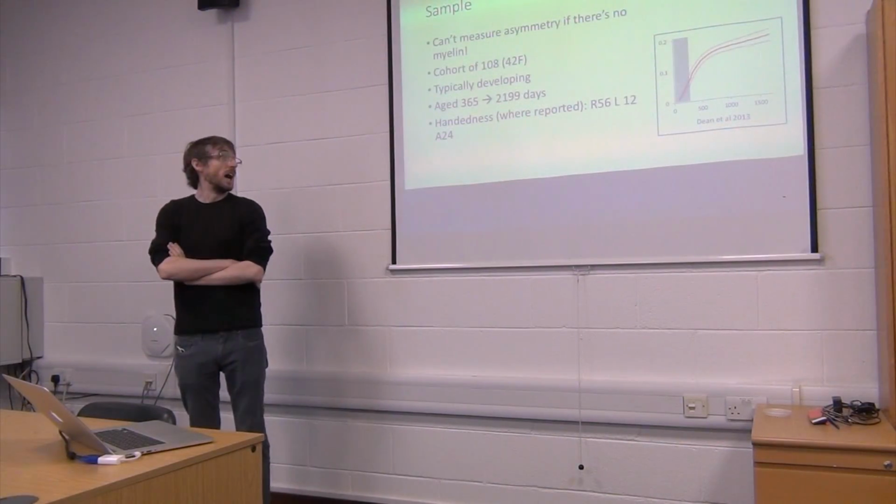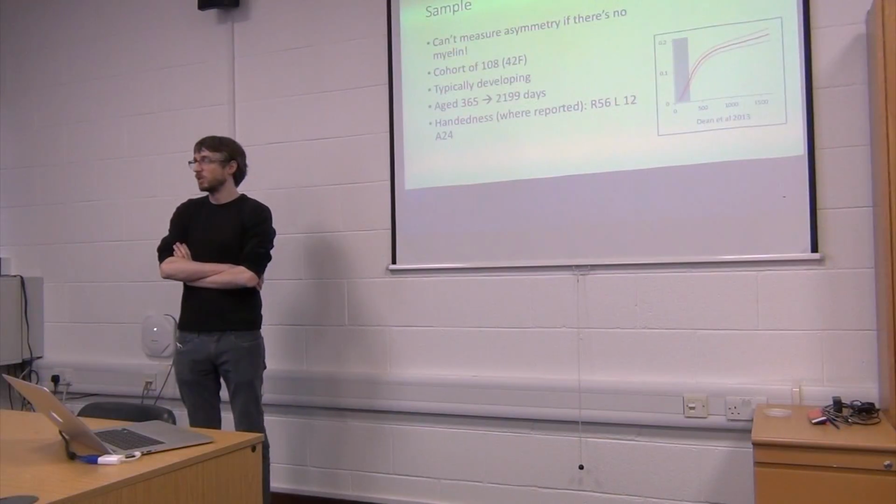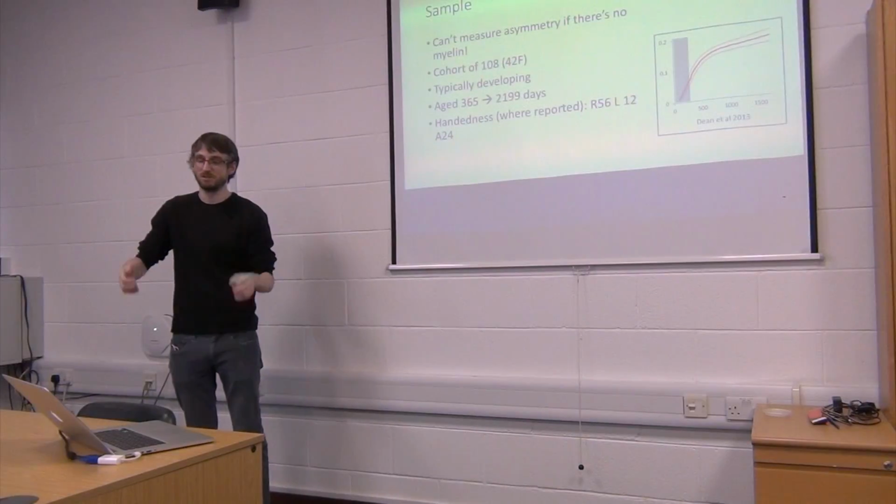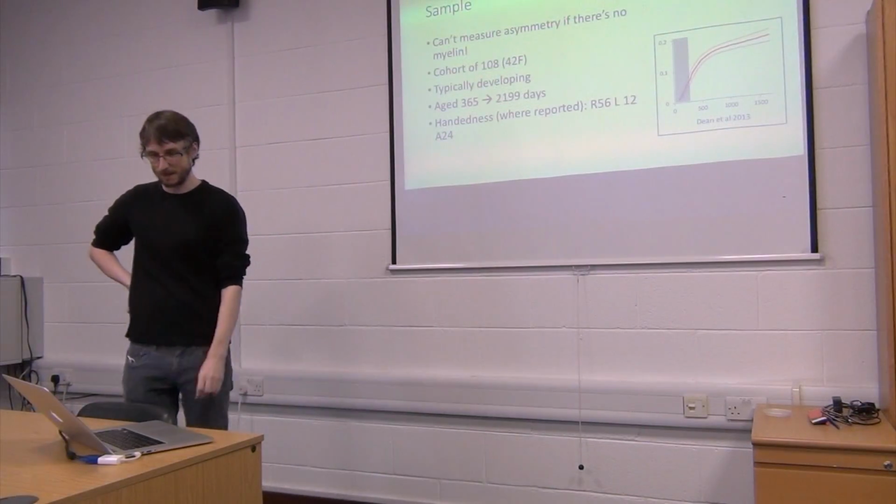And the reason we're looking at kids a year and above is because below that age, the measures we're getting are quite noisy, and if you do an asymmetry measure between two noisy measures, you just get even more noise, you're just amplifying. So we just ignored the first year.